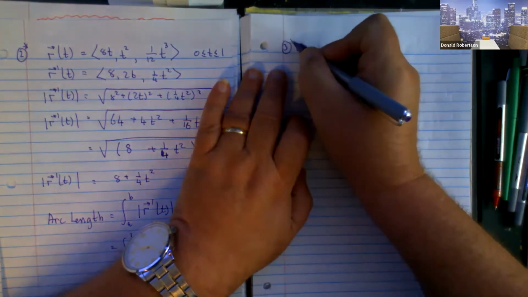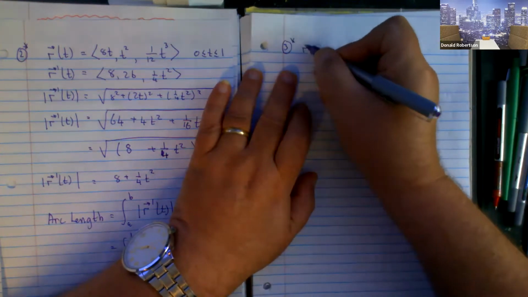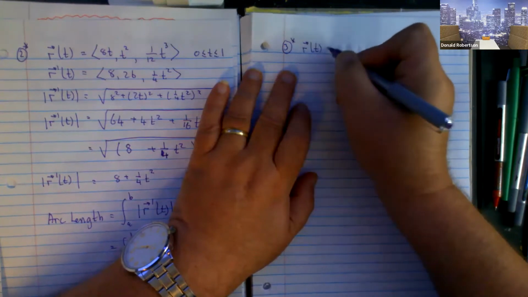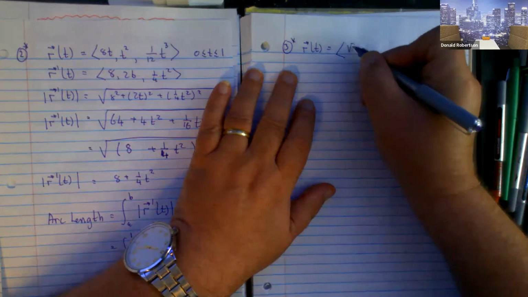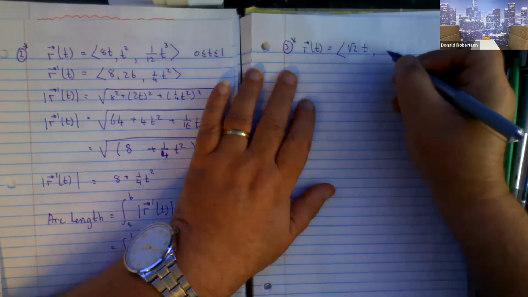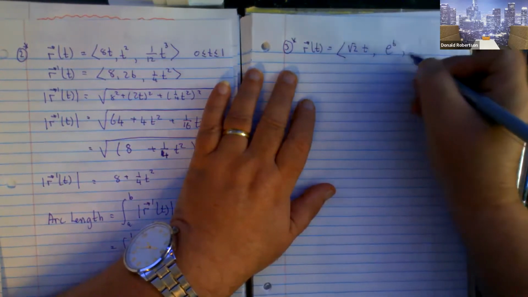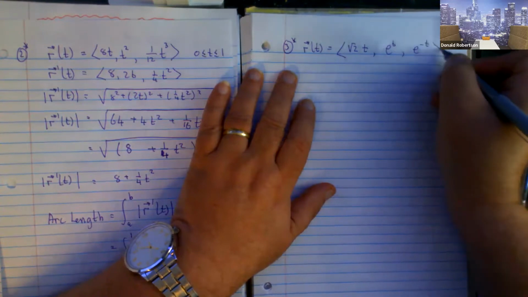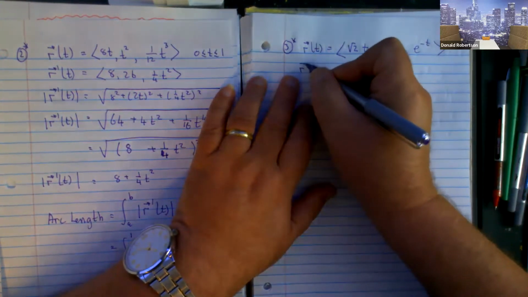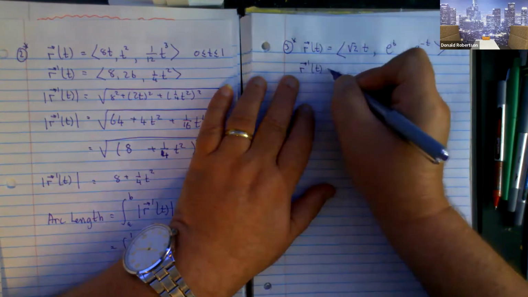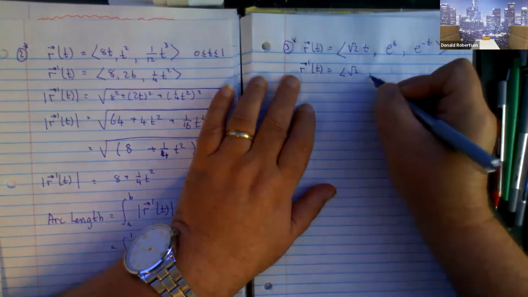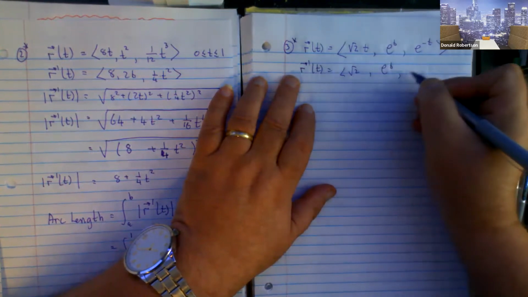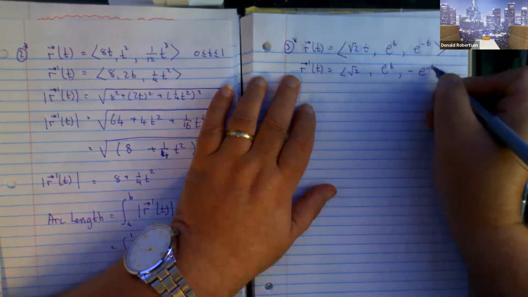So let's look at here is the version of question 3. And the first guy you got was the square root of 2t. Second term is e to the t, and the third term is e to the negative t. When you differentiate it, this is basically a constant, so you get the square root of 2. This gets you e to the t, and this gets you e to negative t.